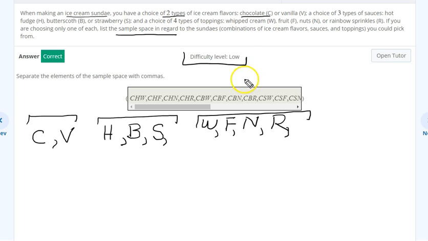So on each of your combinations, you're going to have one of these, one of these, and one of these. And every time you change one thing, it makes a different combination. And they want you to list them. So you can see that this is just tedious.